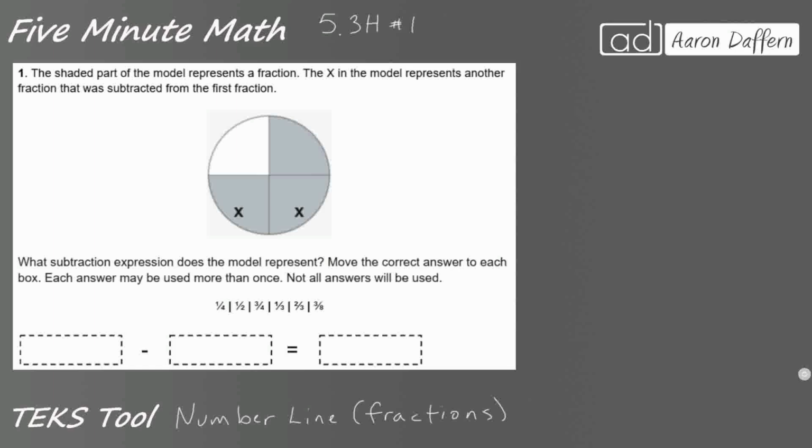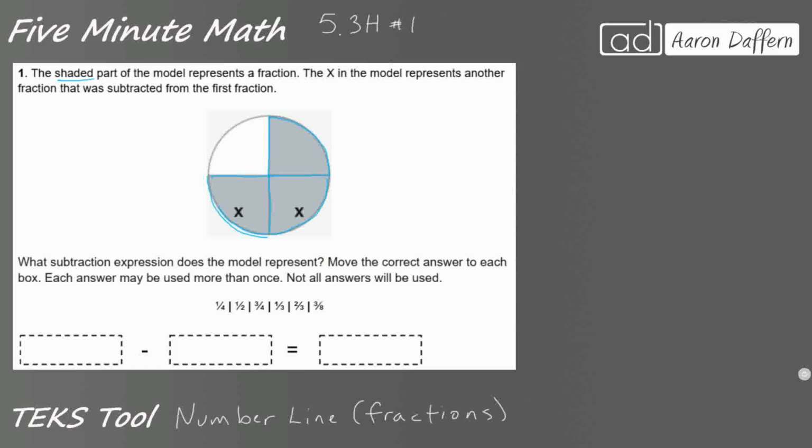Well, we've got a shaded part of a model. So we've got a fraction, and it's broken up into four equal pieces, and notice only three of them are shaded in. All right, so what we need to see first is that we've got 3 out of 4 parts that we are going to be dealing with.